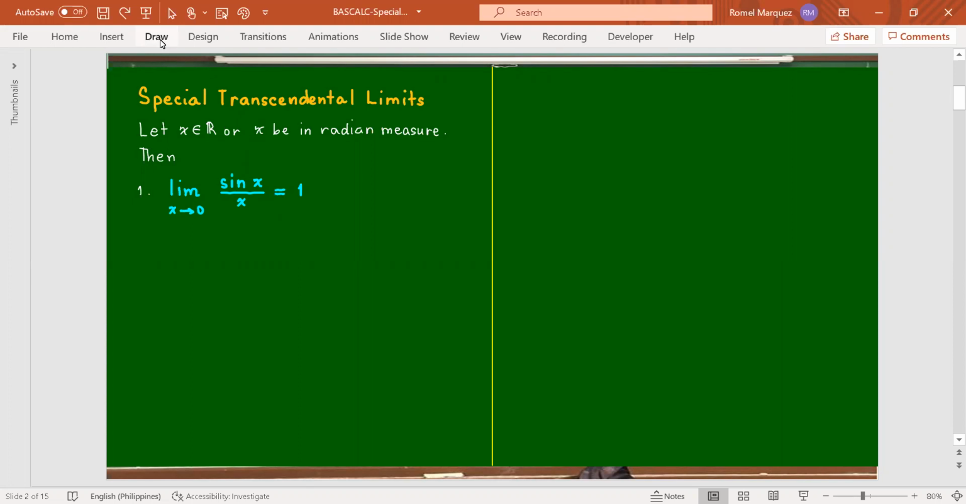equal to 1. Now, a special case here, guys, is when our x has a constant coefficient: the limit as x approaches 0 of sine bx all over bx, when both are bx, is equal to 1 also, where b is a non-zero constant. Is that clear, guys?